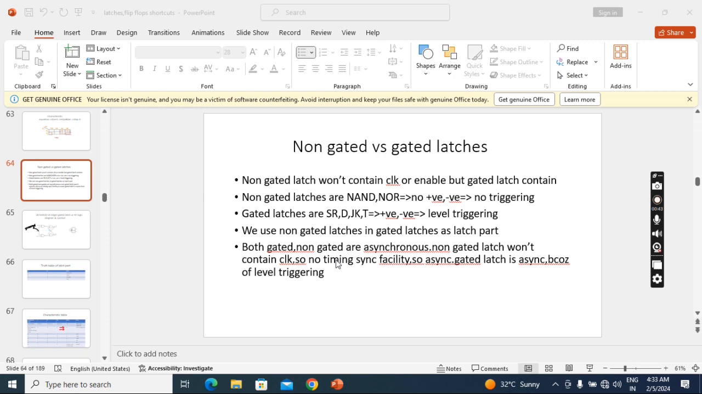Both gated and non-gated latches are asynchronous, because in non-gated latches there is no clock, so there is no timing synchronization, so that's why they are asynchronous. But in gated latches there is a clock, but it works with the levels, that's why they are asynchronous. Even though there is a clock, it is asynchronous because, working with the levels, there is a change in the output at any instant of the level.